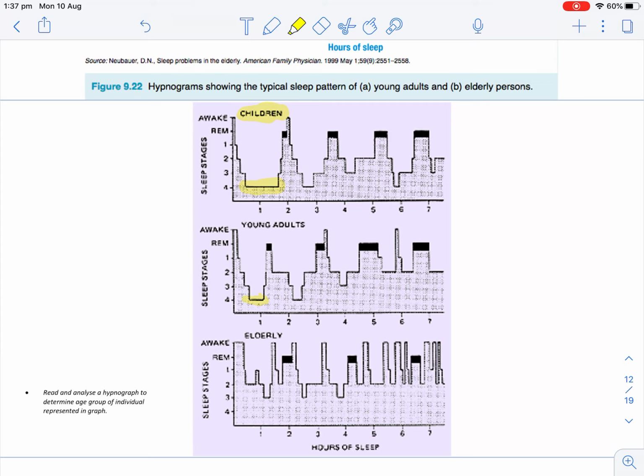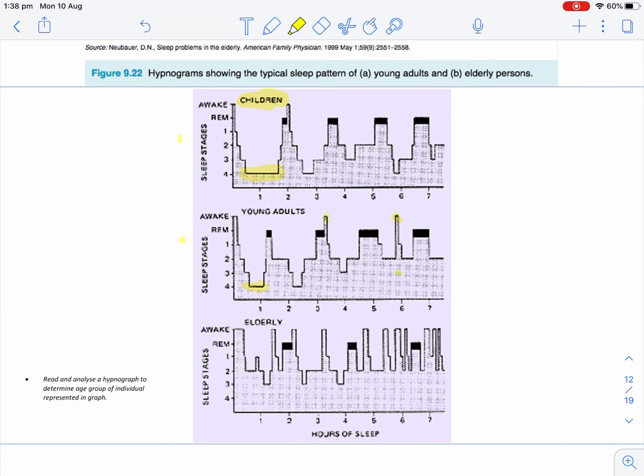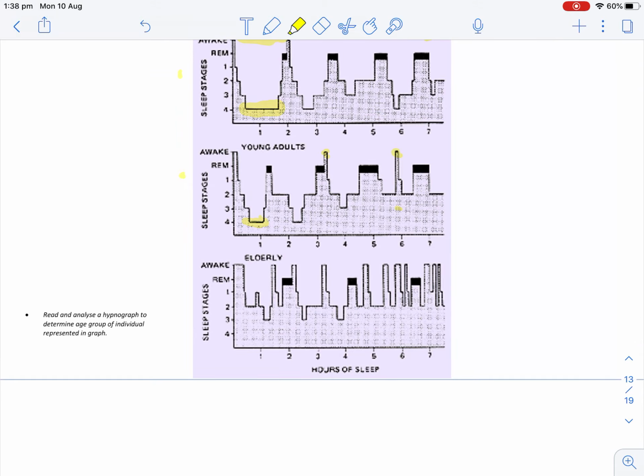So that's a good thing to compare there when you're trying to figure out how that one will be a child and how that one will be an adult. That would help you. And also adults having more awakenings than the child, which is common there to see. And here again is that elderly pattern, which is characterized by not much deep sleep and all of these awakenings.